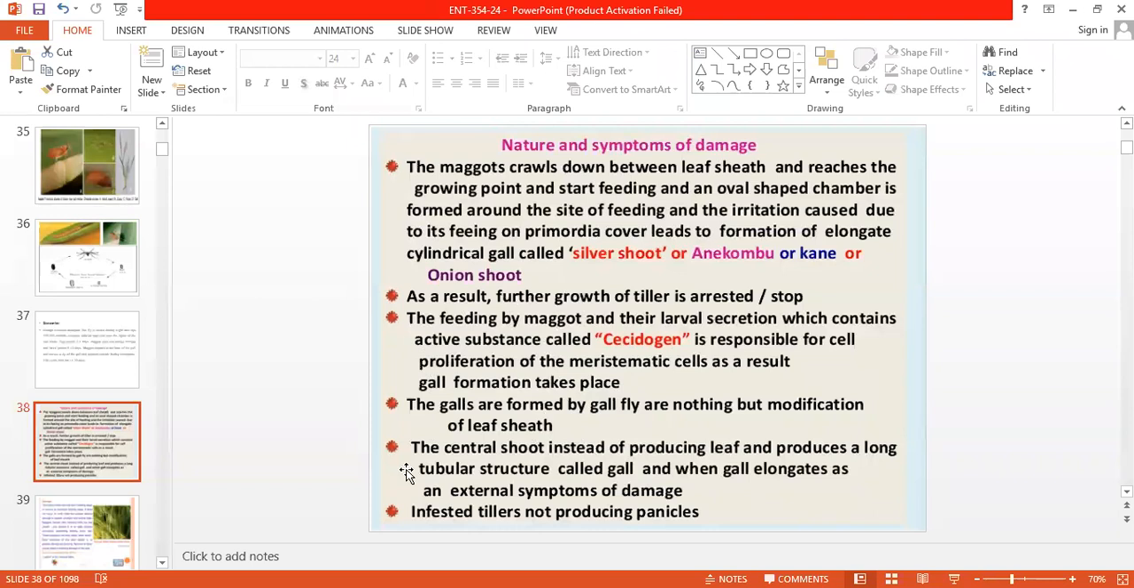The galls formed by the gall fly are nothing but a modification of a leaf sheath due to the infestation of the maggot. They secrete a chemical substance, the cecidogen. The central shoot, instead of producing a leaf, produces a long tubular structure called a gall. So the infested shoots do not produce leaves, and instead produce tubular structures called galls.